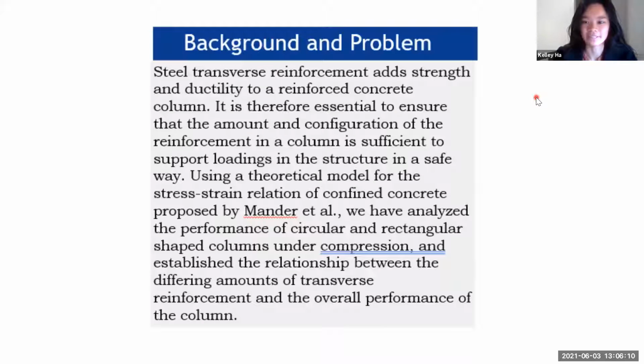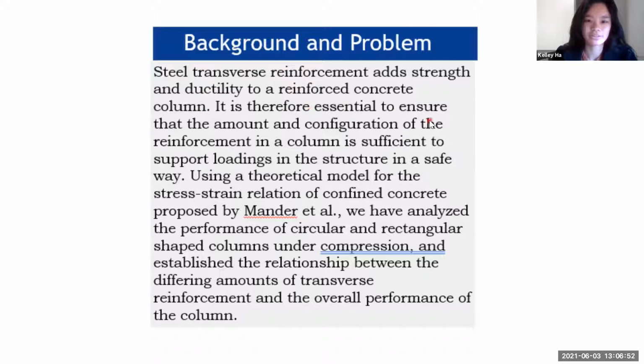For the background and the problem of this research, we know that concrete is a brittle material, which means that it is pretty strong in compression, but pretty brittle in tension. When we apply a lot of force to concrete, it will break pretty fast. Steel, on the other hand, is pretty strong and pretty ductile. When we apply load onto steel, it will be able to sustain that load for a long time and permanently deform. Adding steel to the concrete will add strength and ductility to it.